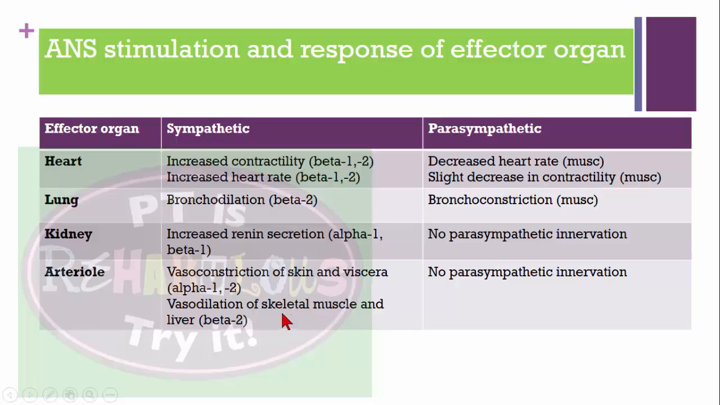For parasympathetic, the effector organ is heart, so it will decrease your heart rate, muscarinic receptors, and cause a slight decrease in contractility, muscarinic receptors.